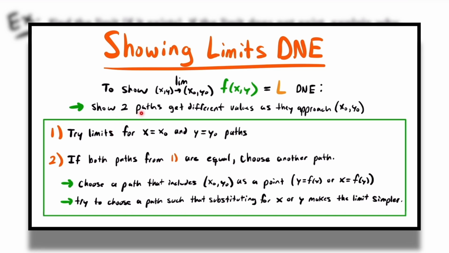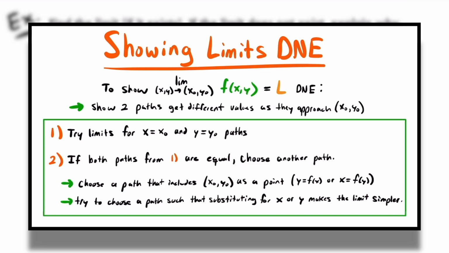You want to show that two paths get different values as they approach that point, meaning that along one path on the surface, you're leading to a particular z value, but along another path along the surface, you're leading to a different value of z. When that happens, that means that the limit cannot exist at that point on the surface, okay? Because in order for the limit to exist at a point, all of the paths have to be leading to the same z value along the surface. If you can show that just two paths get different values of z, then that's all it takes to show that the limit does not exist.